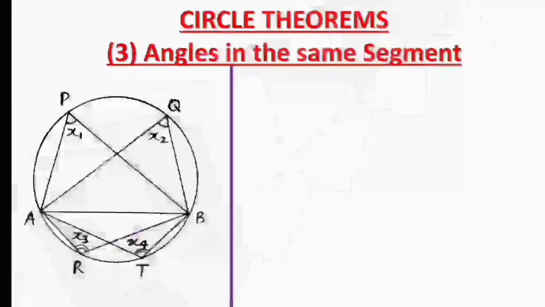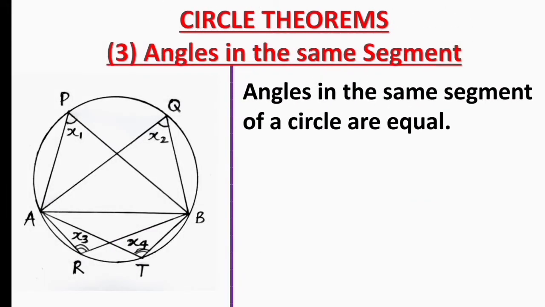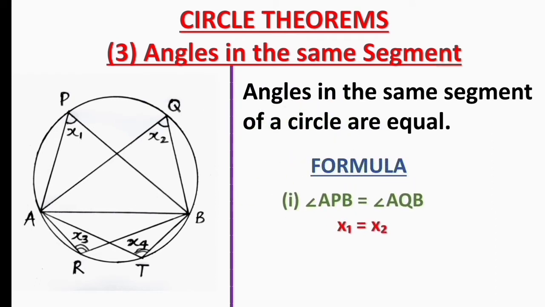Moving on to circle theorem number 3, angles in the same segment. From the statement, angles in the same segment of a circle are equal. The formula for theorem number 3 is as follows. From the diagram, angle x1 is equal to angle x2, while angle x3 is equal to angle x4, because these are all angles in the same segment.